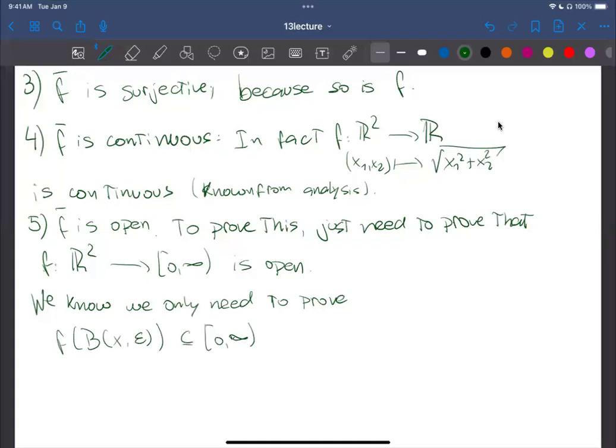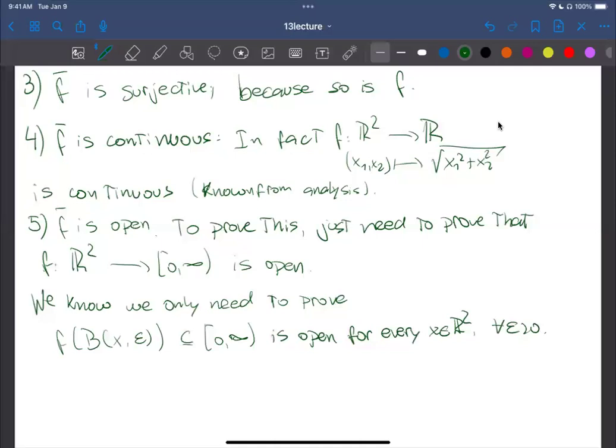And this for every x in R2 and epsilon positive real. Okay, how do we prove this?